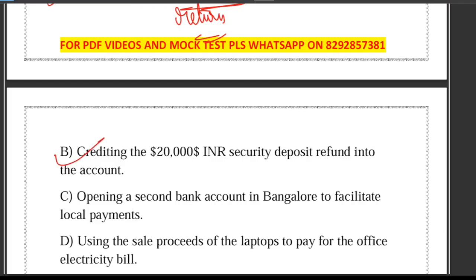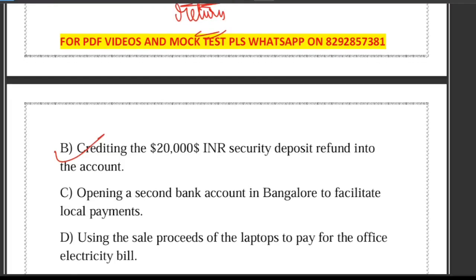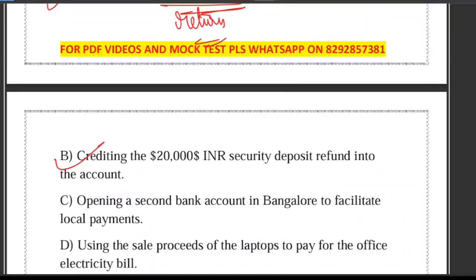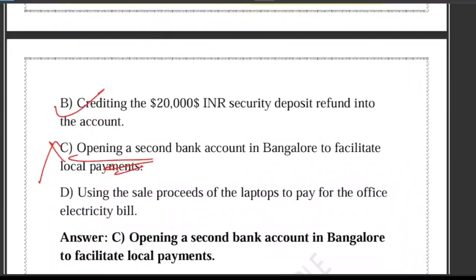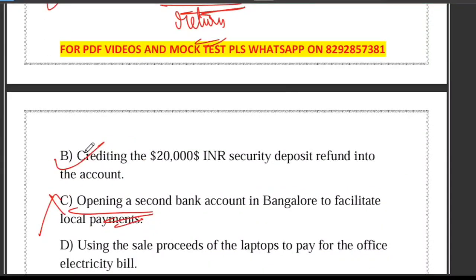What about C? They are saying that opening a second bank account is clearly not allowed. Just now I have told you, they cannot open a second bank account in Bangalore without taking RBI approval, and that is our correct answer, because the question is, which of the following is a violation? Yes, option C is a violation. What about D? Using the sale proceeds of the laptop to pay for the office electricity bill. It is allowed, because a liaison office can sell old office assets and use the proceeds to meet local expenses. All these actions fit within the permitted financial operations of the LO. So option D is also correct.